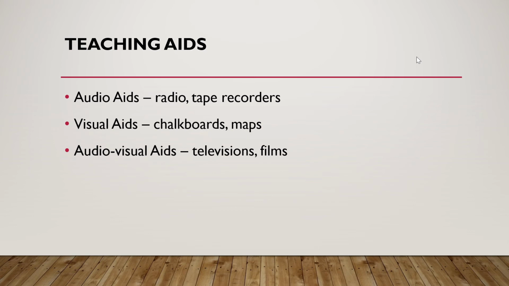First is audio aids. These aids make use of the sense of hearing. For example, radio, tape recorders, language laboratories, etc. Next is visual aids. These aids use the sense of vision only. For example, chalkboards, softboards, map, pictures, flashcards, etc.